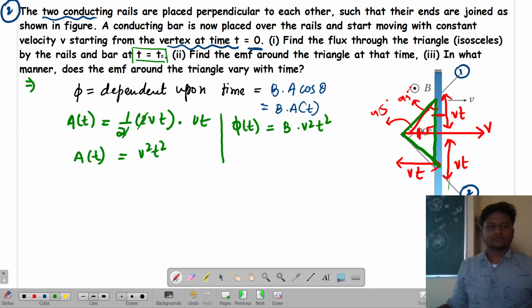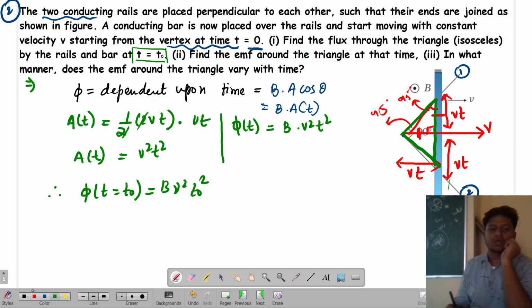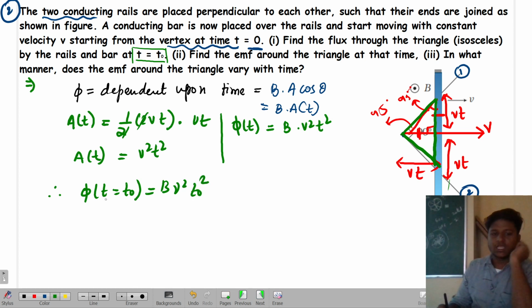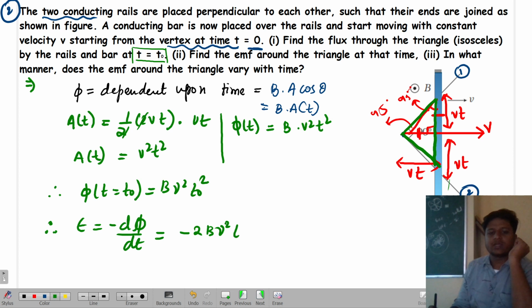What is it asking? Find the flux through the triangle by the rails at t equal to t naught. Did you get your flux at t equal to t naught or not? How much is that? So therefore, flux at t equal to t naught is B into Vs square into t naught square. Is this okay? EMF is what? Therefore, EMF is minus of d phi by dt. So how much will that be? Minus of 2B into v square into t naught. Yes or no?